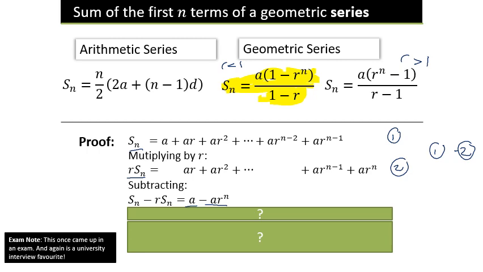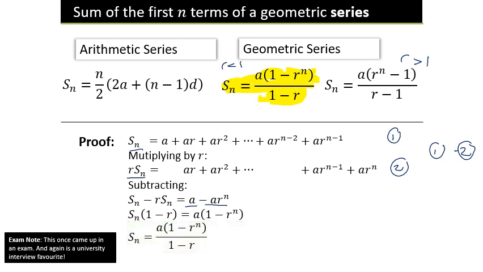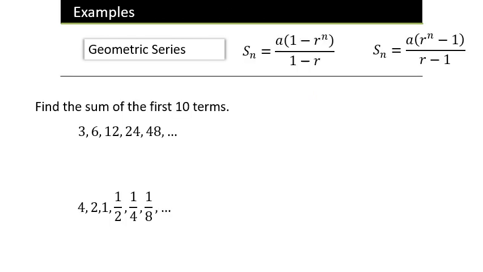Then we can do some factorising. If we factorise both the left and the right hand sides, we get this. Therefore, to find S_n, we just divide by 1 minus r. And so that's where the formula comes from. It is useful to get that learned because they could ask about it in an exam situation. Good news is actually applying that formula is more straightforward than proving it.